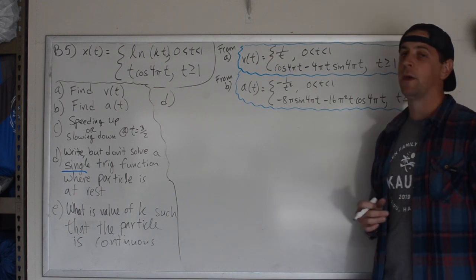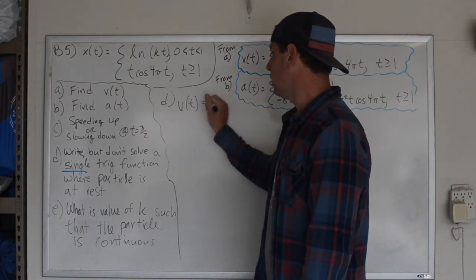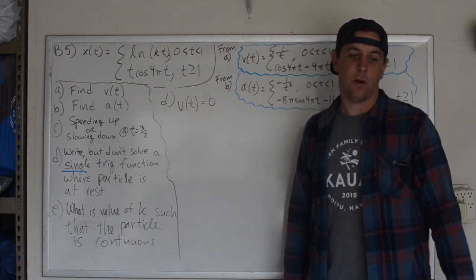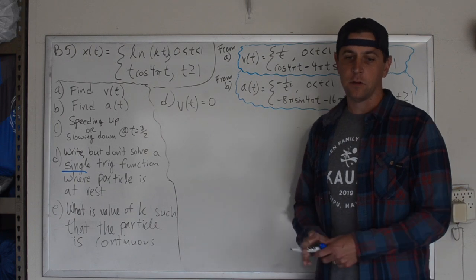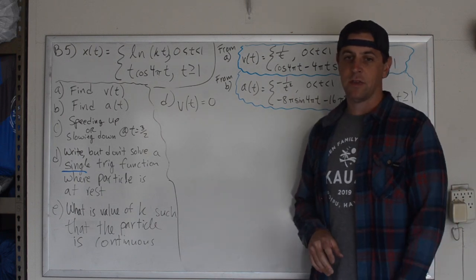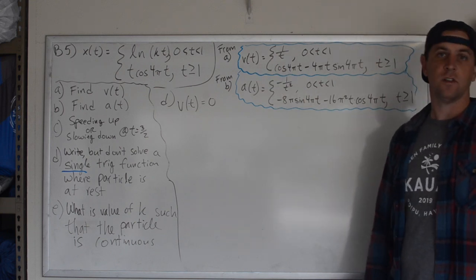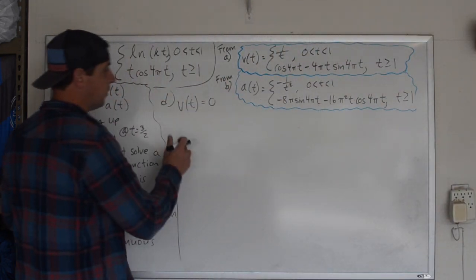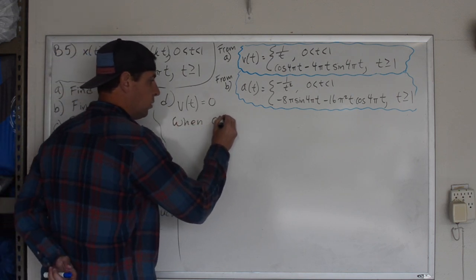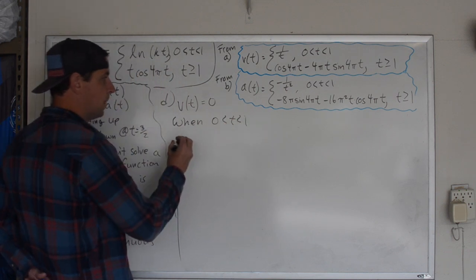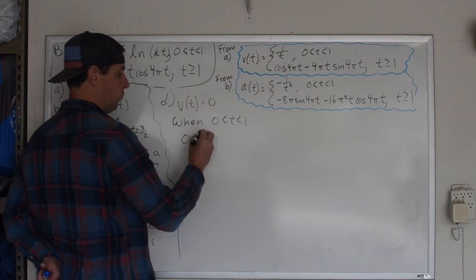Remember, the particle will be at rest when v of t, the velocity, is 0, because when my speed is 0, that's when my particle is at rest. So we need to find out when that's true. In my opinion, here's what I would go after. I would take each piece, set them equal to 0, and see if I can set up an equation to solve them. For the first piece, when 0 is less than t is less than 1, that would be when 0 equals the first piece of my velocity function, 1 over t.